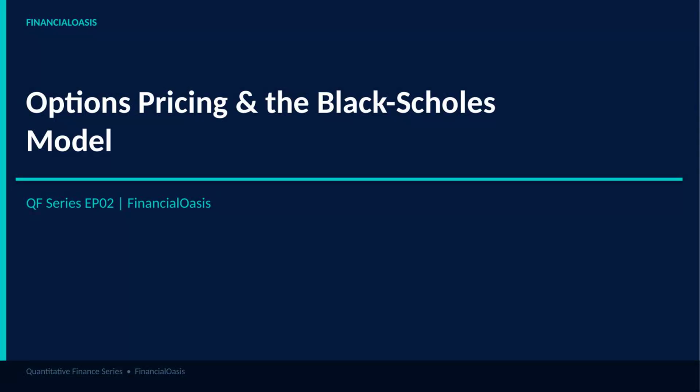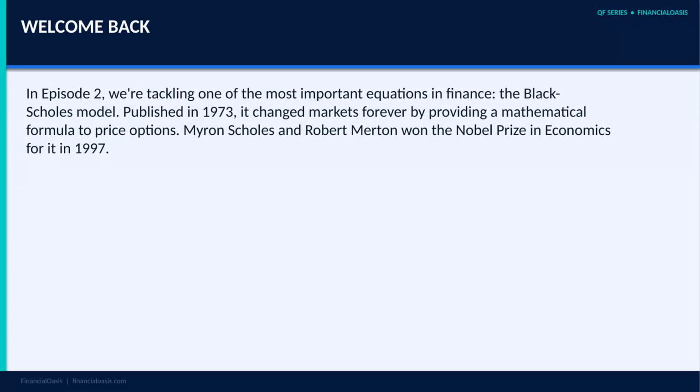Options pricing and the Black-Scholes model. In episode 2, we're tackling one of the most important equations in finance, the Black-Scholes model. Published in 1973, it changed markets forever by providing a mathematical formula to price options. Myron Scholes and Robert Merton won the Nobel Prize in Economics for it in 1997.